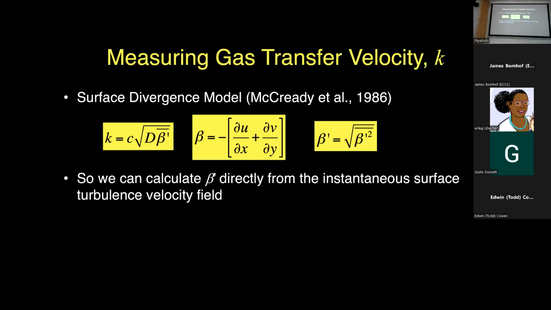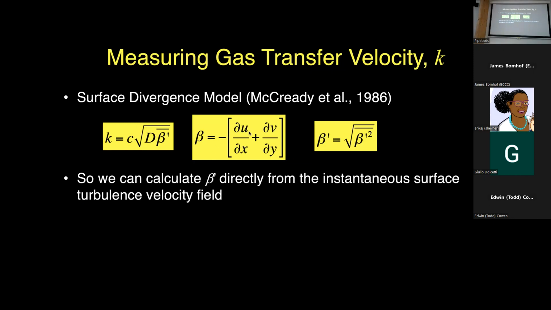The final piece I want to talk about is measuring gas transfer. I think it's something we all ought to be thinking about as we're making all of these measurements. And one of the huge uncertainties as we move forward is what is going in and out of water surfaces. And so McCready et al. back in the 1980s came up with a surface divergence model. We've found so far in our lab, it works really well on predicting gas transfer. It does have an empirical coefficient C, but basically it leverages the surface divergence.